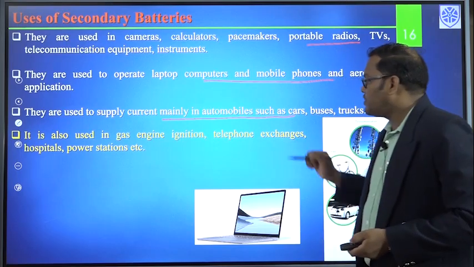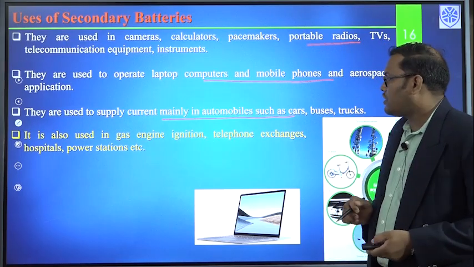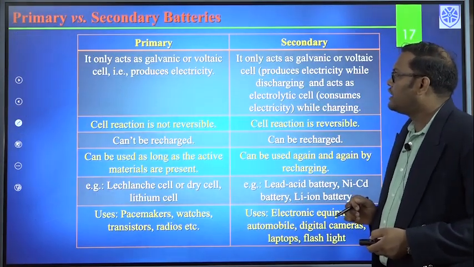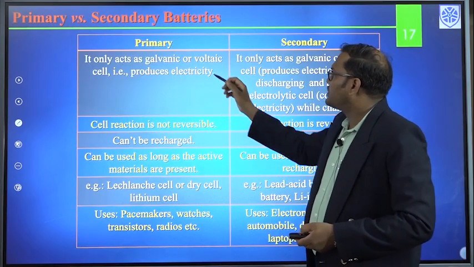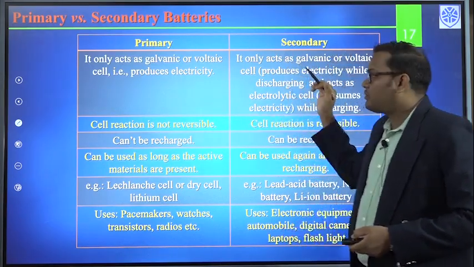And it is also used in gas engine ignition, telephone exchanges, hospitals, power stations, etc. Okay. And let us take an overview of what the difference is between primary and secondary batteries.